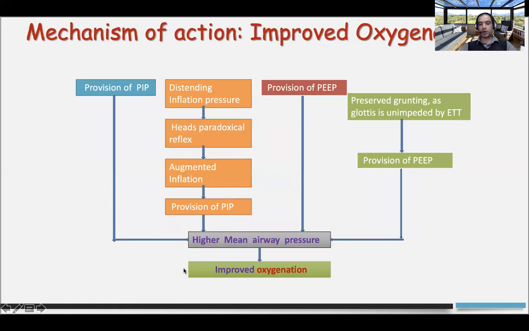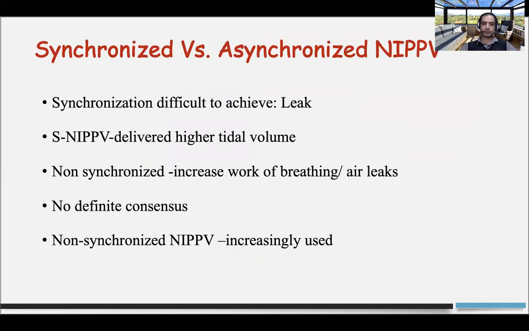Now we all know that oxygenation depends on mean airway pressure, and mean airway pressure is largely determined by PEEP and PIP, and NIPPV gives both, that is PEEP as well as PIP. Therefore, it leads to better oxygenation. Also, since we are not intubating the baby, the natural protective mechanism, that is the grunt, which is used to establish FRC or generate PEEP, is intact. All these mechanisms lead to better oxygenation for a baby who is on NIPPV compared to CPAP. A word about the synchronized form of NIPPV.